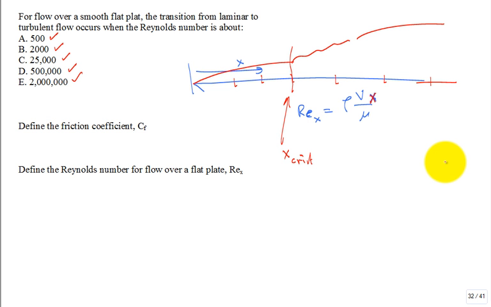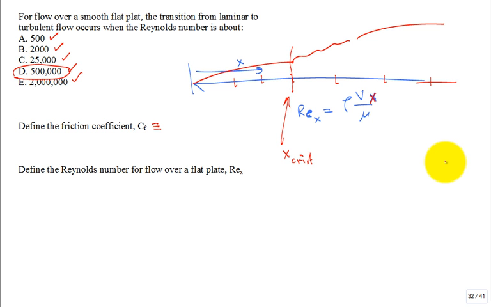The next semester I'll teach heat transfer. I'll ask a question. Hey, what is that critical Reynolds number for flow over a flat plate? 2,300. Well, you're off a little bit. It's 500,000. So, this is one of those things where you just have to read it and accept it based on experimental observation. Define the friction coefficient.